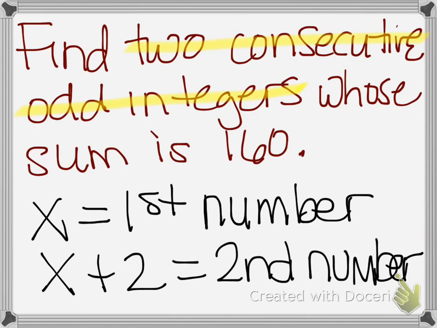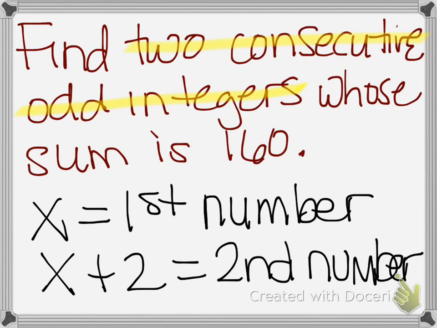Okay, our last example says find 2 consecutive odd integers whose sum is 160. And we remember that we said consecutive means that they are numbers in a row. So 2 odd numbers in a row. For example, 3 and 5 are 2 odd numbers in a row. 21 and 23 are 2 odd numbers in a row.